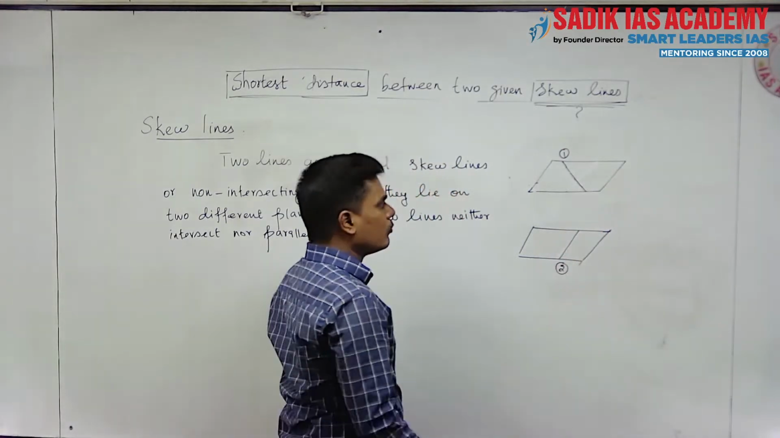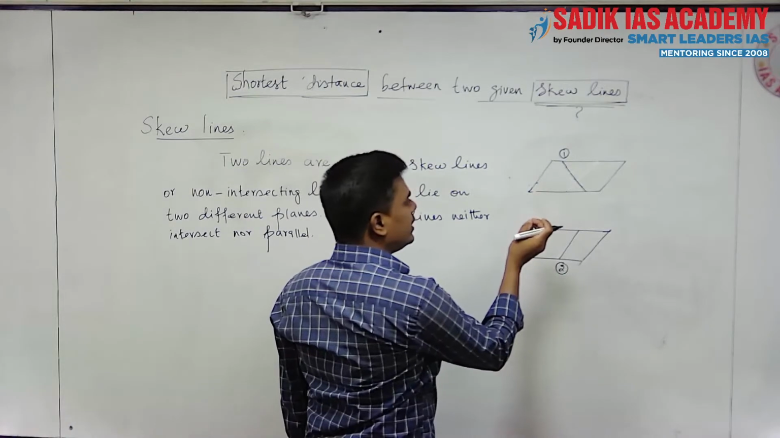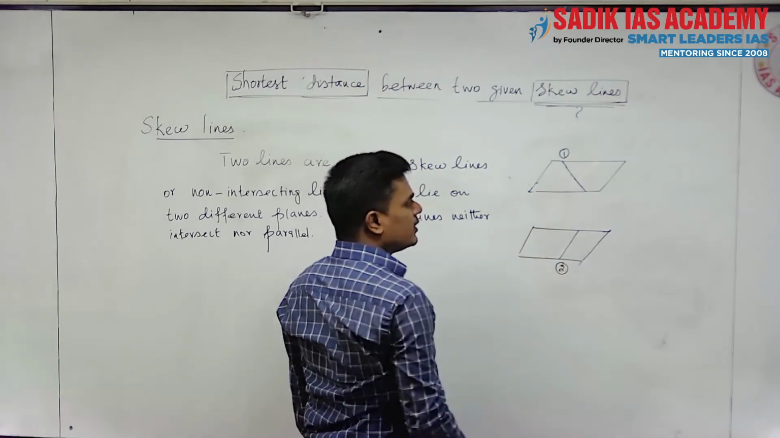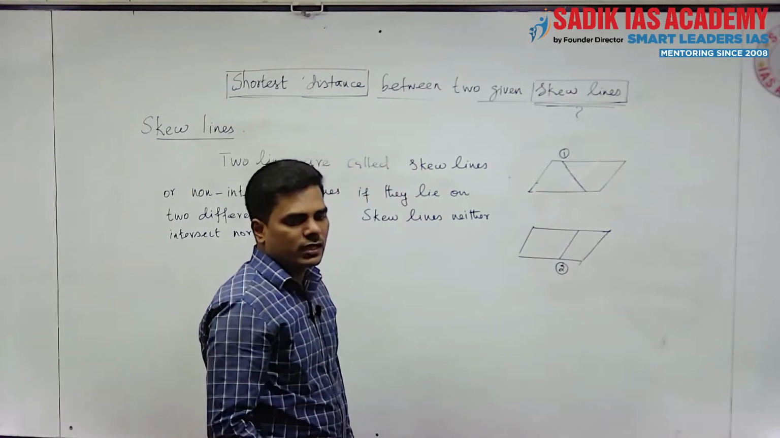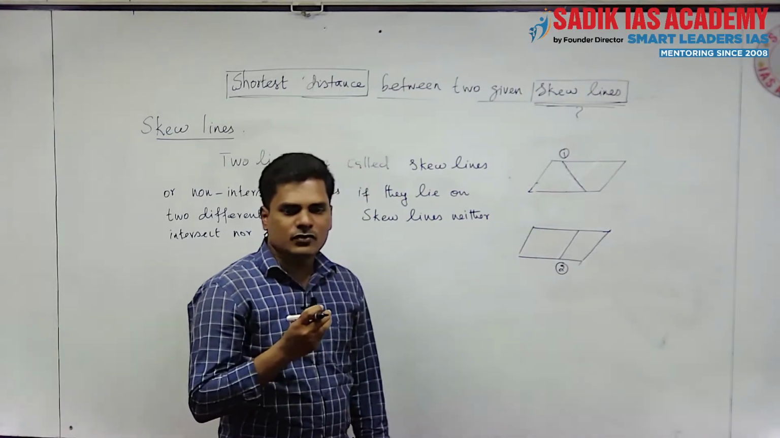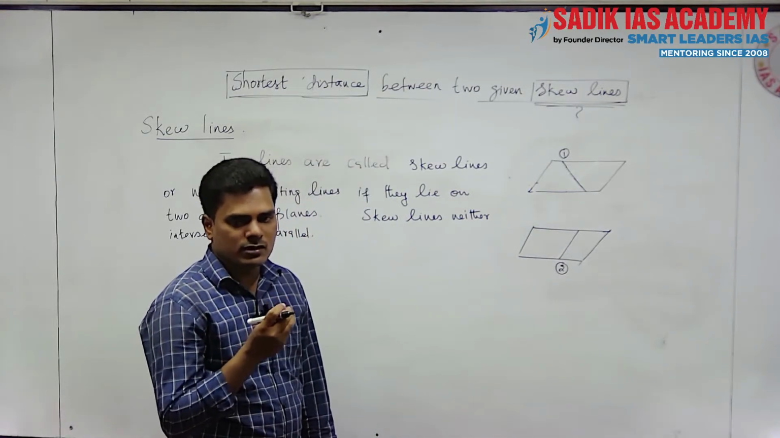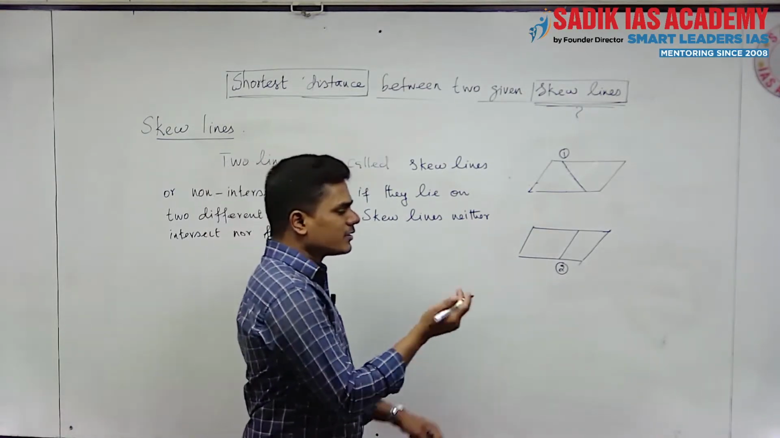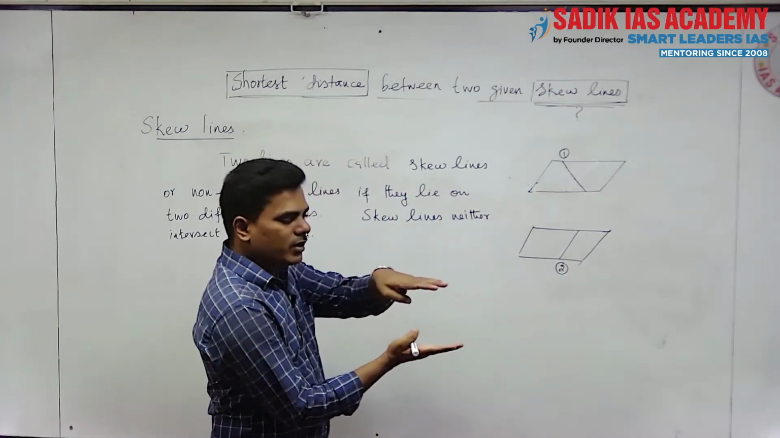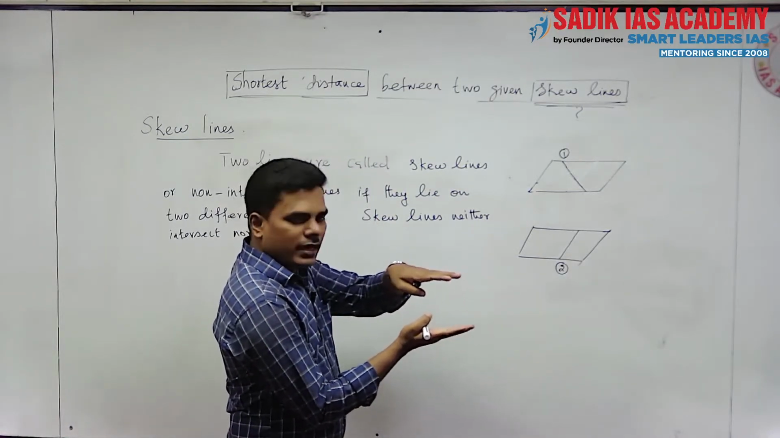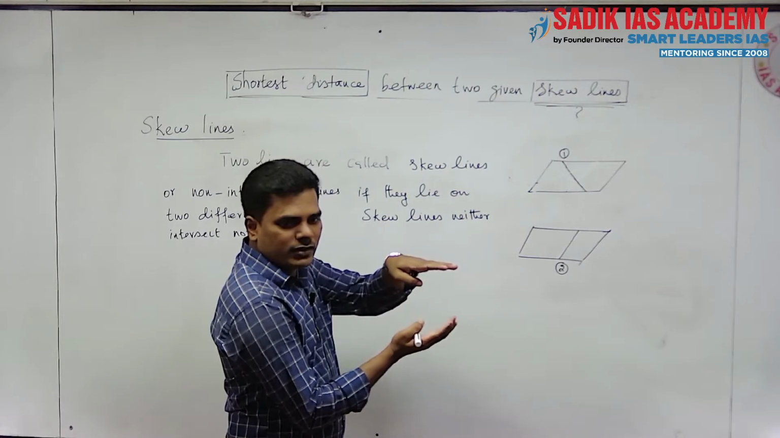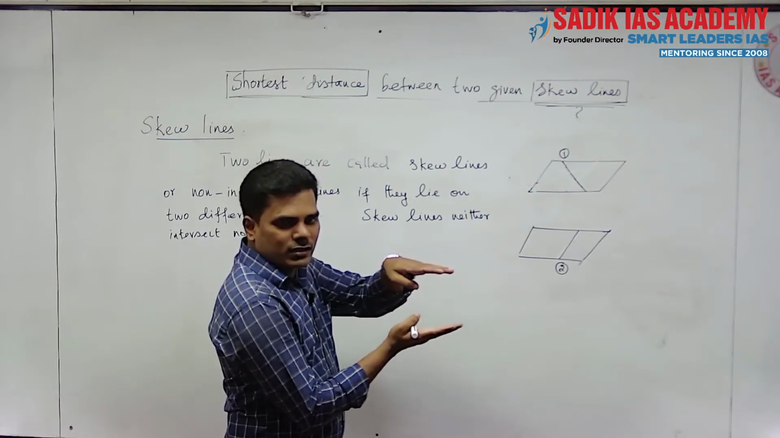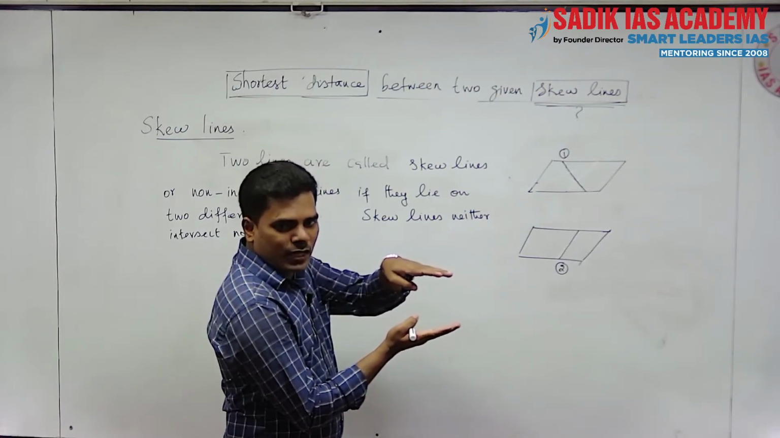Now, I want to find the shortest distance between these two lines. There are two methods to find the shortest distance, that is what we are going to discuss. So, the shortest distance between these two lines is going to be what? If this is the plane, this is the plane, and the line is lying on both the planes, the shortest distance is going to be what? The perpendicular line joining both the lines, yes or no?